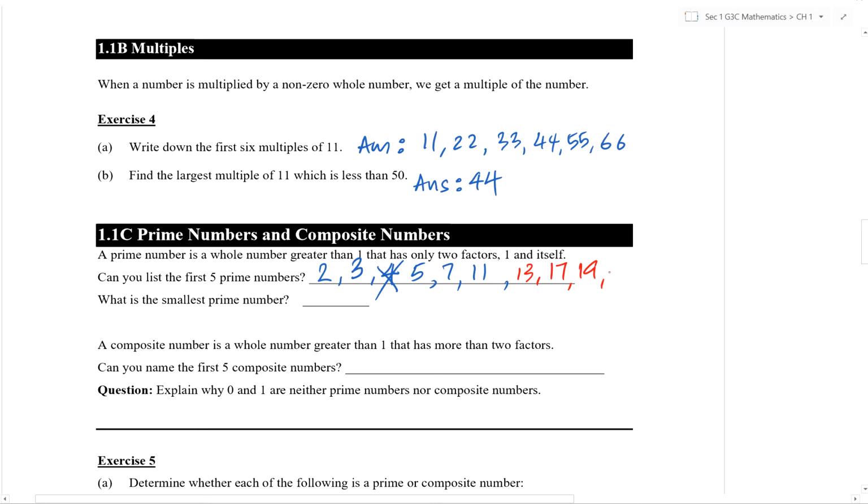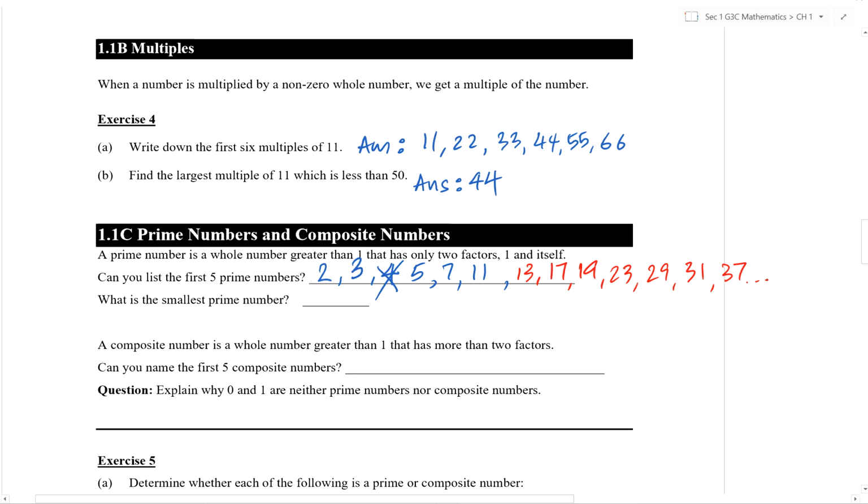23. Some more? Not 27. How much? 29. Any more? What's the next one? 31. Next one? Not 34. 37. Okay, and so on and so forth.